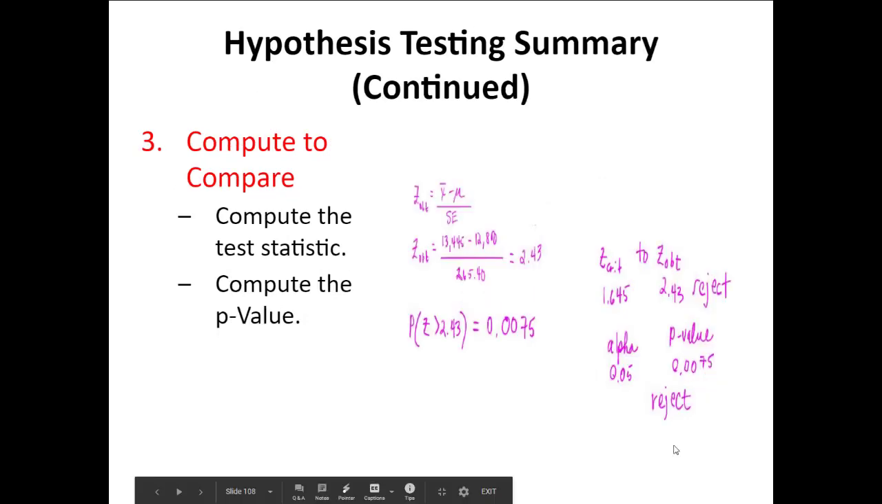In the compute to compare section, we went ahead and calculated our Z obtained, and we also calculated the probability for our Z obtained. We compared our ZCrit to our Z obtained, and we found that the Z obtained exceeded the ZCrit. So there was evidence to reject. We also compared our p-value to our alpha. We found that our p-value was less than our alpha, so we went ahead and rejected.